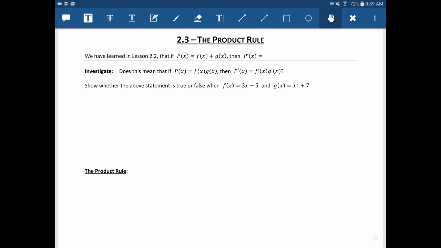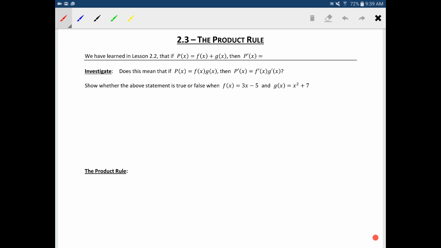Hello, today we're going to be looking at the product rule. This is a way that we can find the derivative of two functions that are being multiplied together. First, remember from lesson 2.2, we found that if we had a function p of x that was equal to two functions added together, f of x and g of x, then the derivative of p of x was simply the derivative of f of x plus the derivative of g of x.